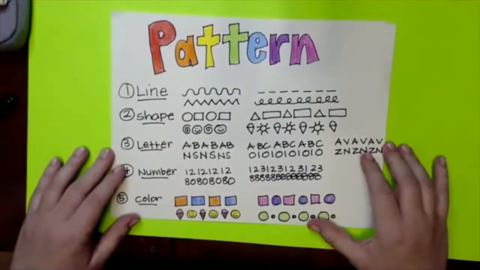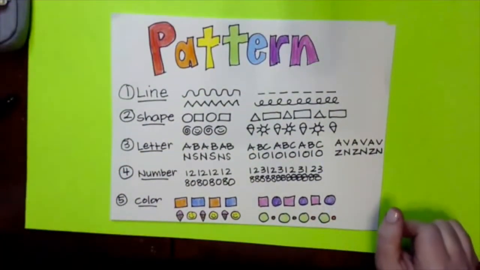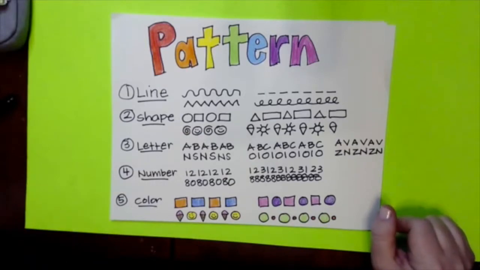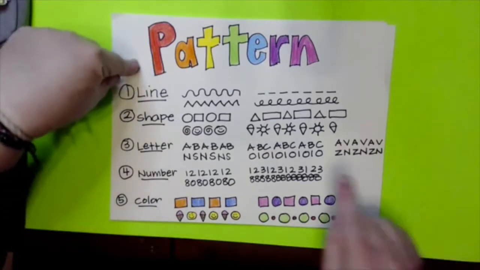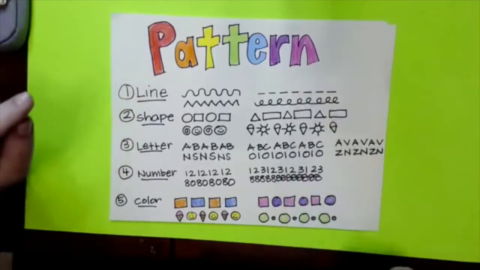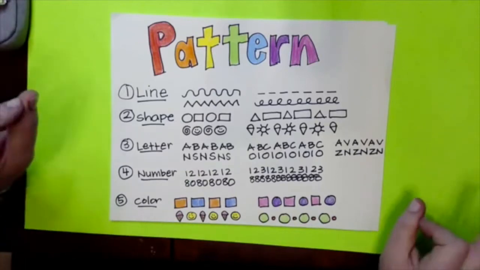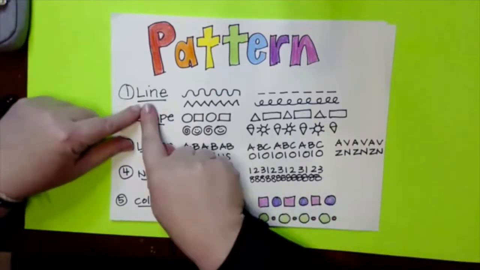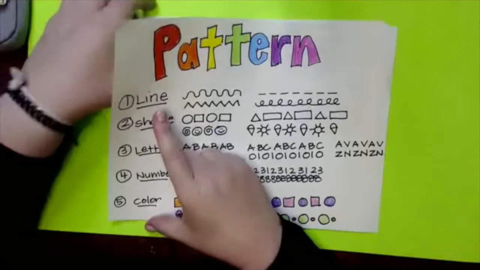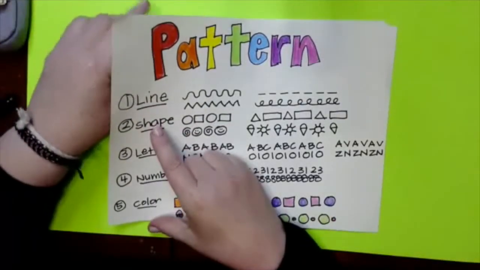All right, my friends, we are going to study pattern this week. So we are going to look at different kinds of patterns. There are 5 different kinds of patterns for us to use in our Romero Britto piece of art, and we're going to practice some this week. The first kind of pattern that we can look at is called the line pattern.